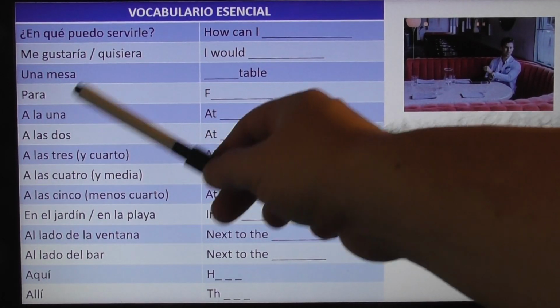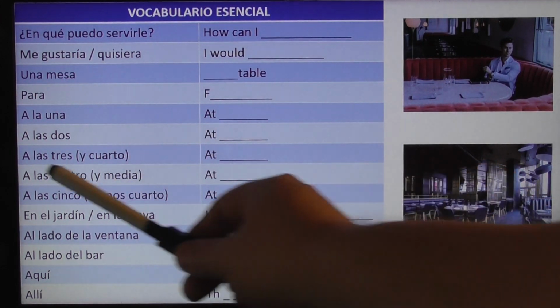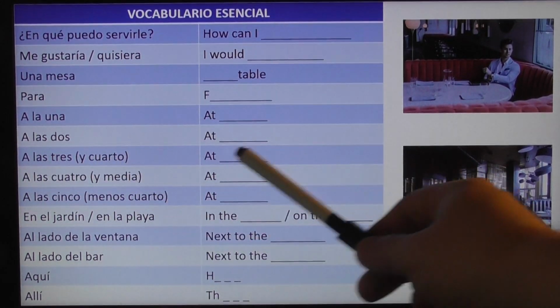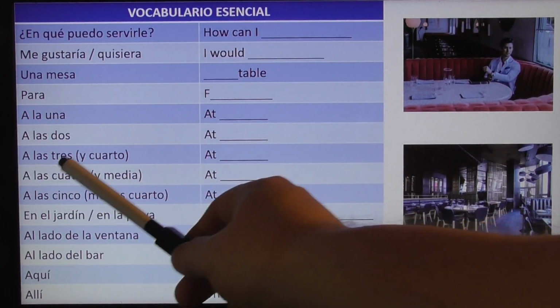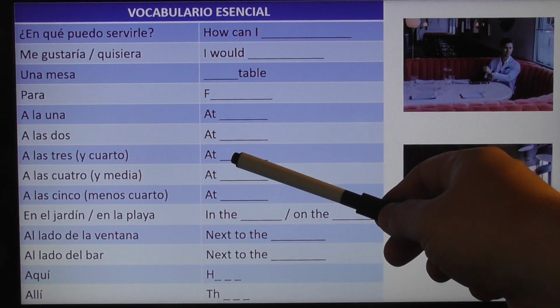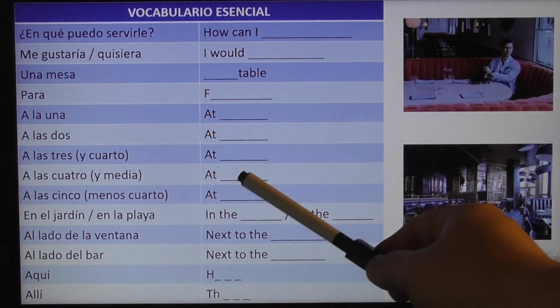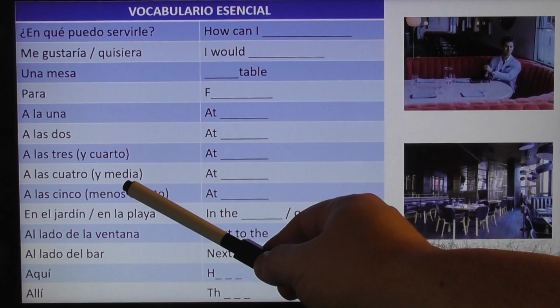We don't tend to say the word o'clock in Spanish. A las dos, at 2, or at 2 o'clock. A las tres, at 3 o'clock. Although, if you added this section in brackets, y cuarto, we're saying at 3 and a quarter. So you would say at 3:15, or a quarter past 3. A las cuatro, at 4. But if you add y media, you're saying and a half. So that would be half past 4.